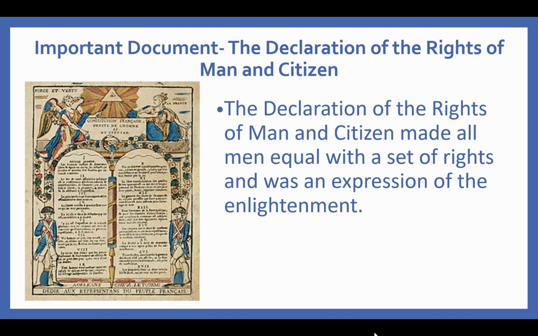This is the Declaration of Rights of Man and Citizen. And this was a statement that gave all men a set of rights that was greatly influenced by the Enlightenment. Now, there's some key things here. All men were equal, meaning that they had the right of speech, they had the right of religion, and things like that. But it did not apply to women, and it also did not give them the ability to vote. Voting was determined by the amount of wealth you had.